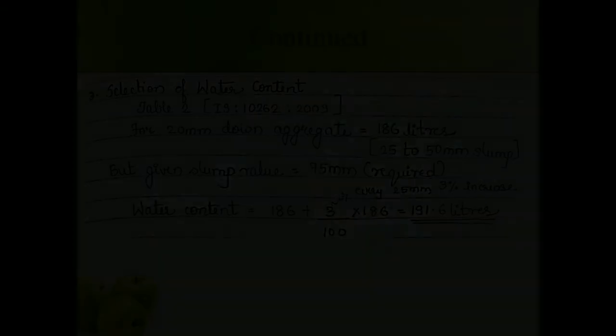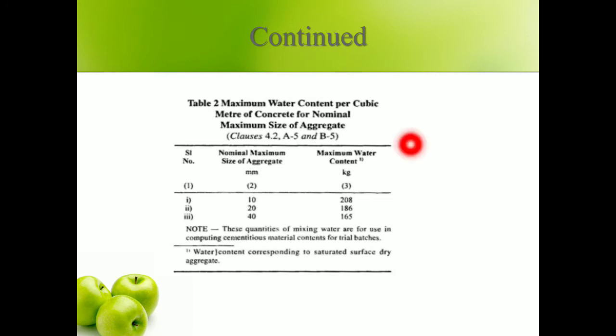So you can go to table number 2. This is table number 2: for nominal size, that is 20 mm down aggregate, you have 186 liters, but our slump value is 75 mm, so we increase 3% to this 186. After increasing we have got 191 liters of water.